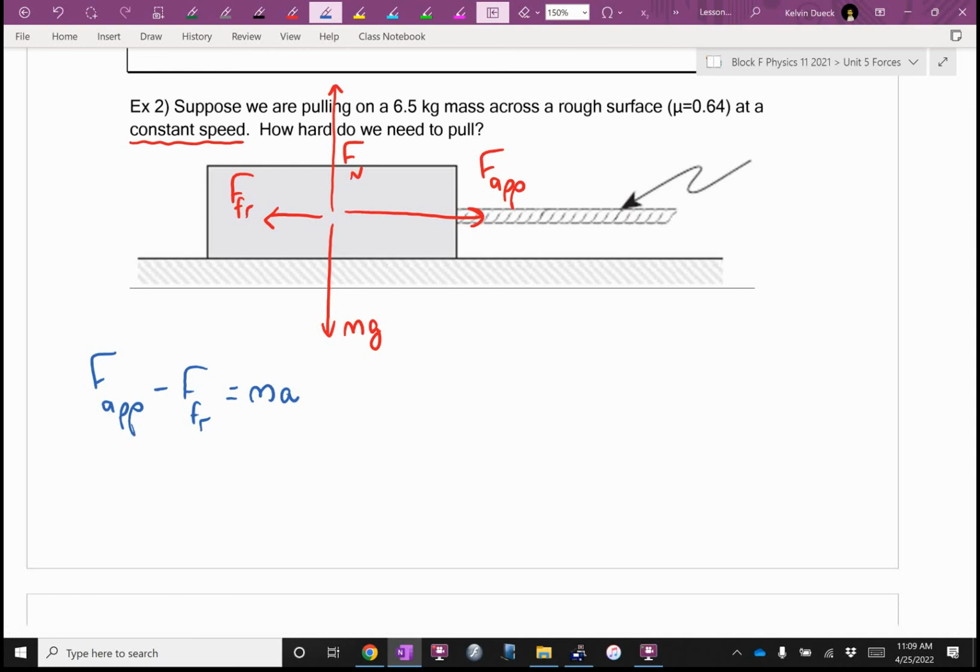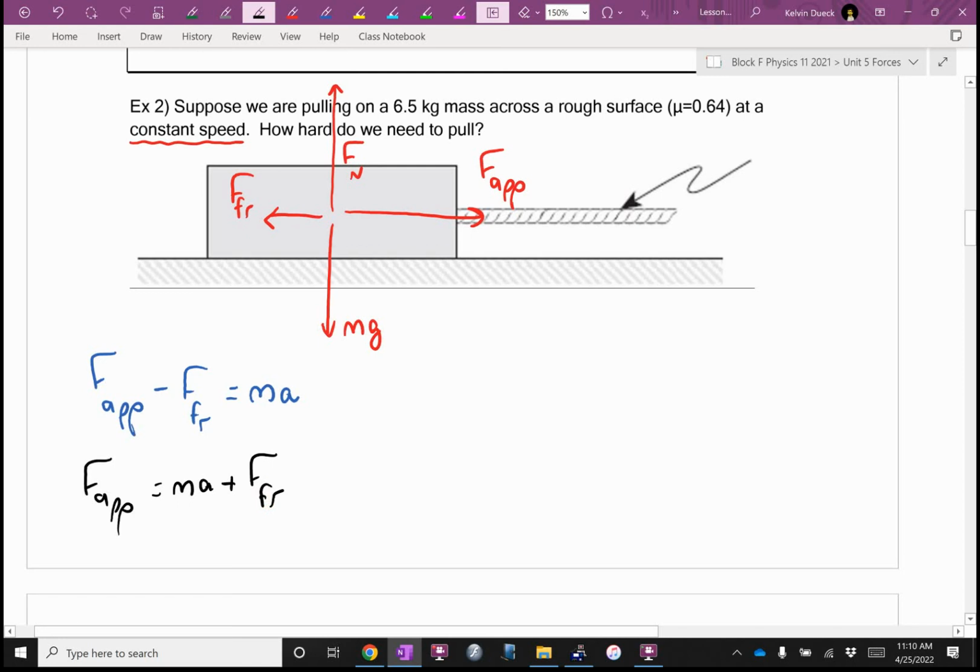No. What's this asking us to find? In my equation, what's it asking me to find then? Which one of those is the mystery force coming from off the page? That's how hard we're having to pull. F applied. Okay. How will I get the F applied by itself? How will I move that friction over? So my next line, I would say F applied equals MA plus friction.